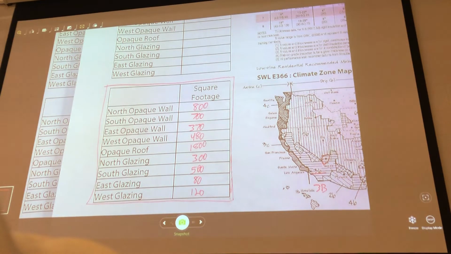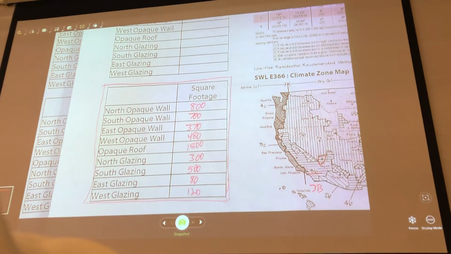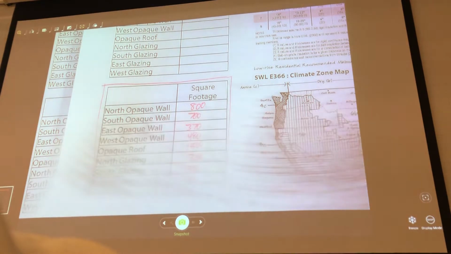Everybody got this down? All right. Now I know it's a little bit of a pain, but we got to write it down in another spot. And I don't have that one filled out, so I'm going to start writing that out right here.